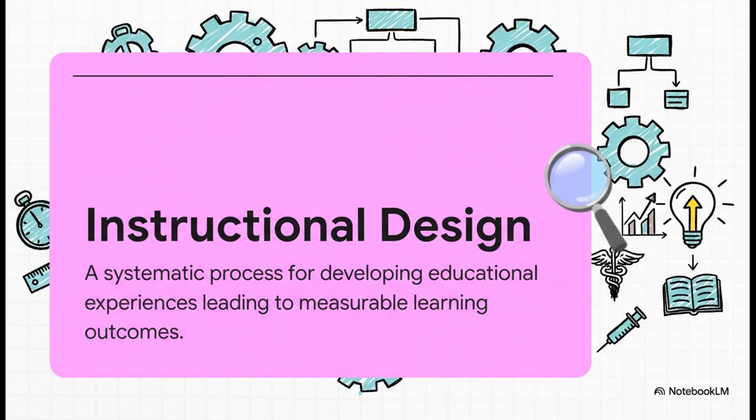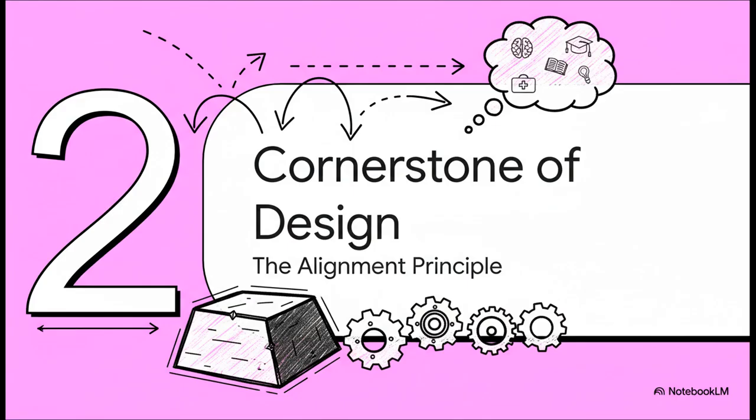Instructional design is a systematic process. The two words that really matter here are systematic and measurable. This is all about being intentional. It means every single choice you make, every activity, every reading, every video, it's all there for a reason, all leading to an outcome you can actually see and measure. No fluff.